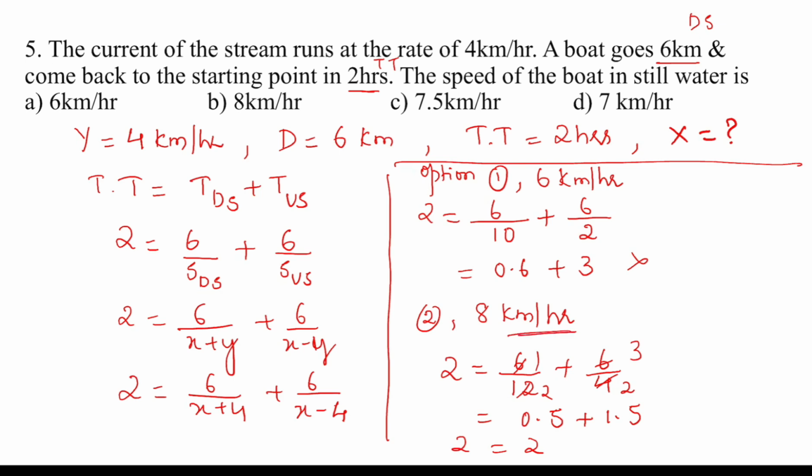So therefore X is how much? 8 kilometer per hour. Option B is the answer. So like this, instead of solving these equations, we can take the options method and directly get the answer within few seconds. So let us see the next problem.